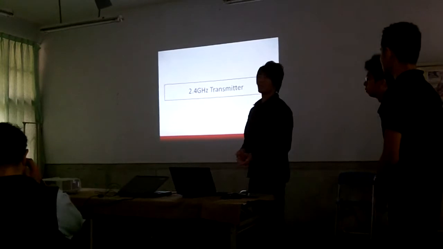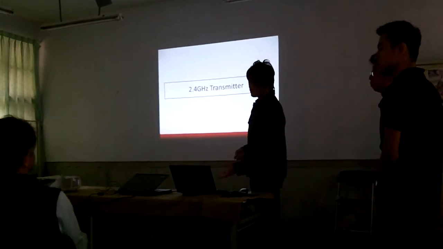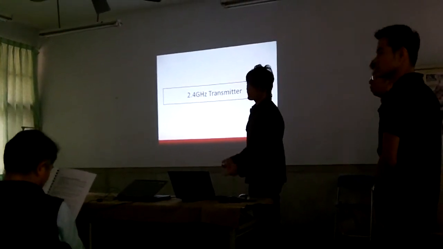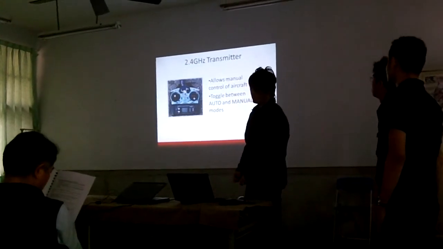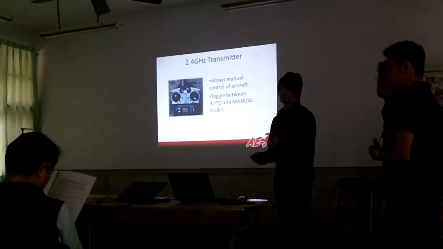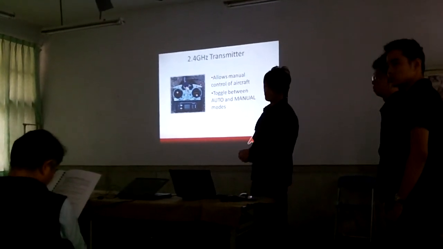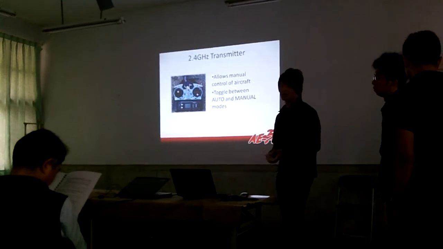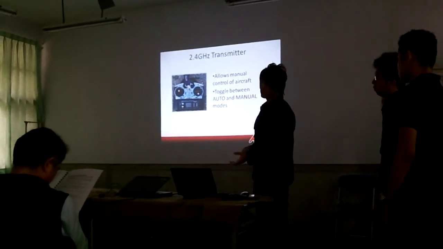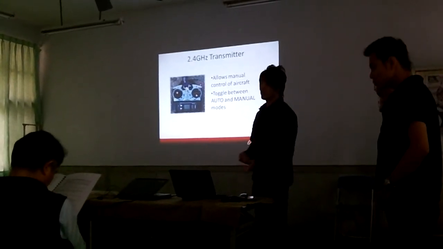Next will be our wireless transmitter. I understand that some of you may be using 72 megahertz, but for our case, we are using the 2.4, largely because most of us are newer RC enthusiasts. The transmitter brand that we're using is actually the Futaba 6PX. Through this transmitter, we can very easily switch between auto and manual modes.